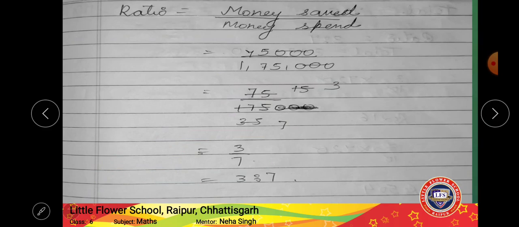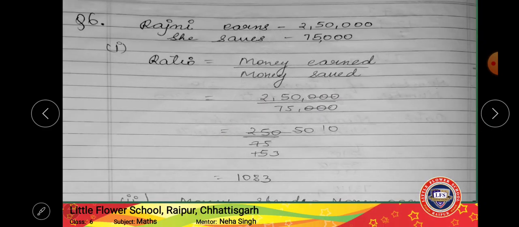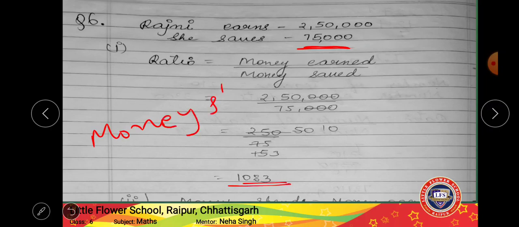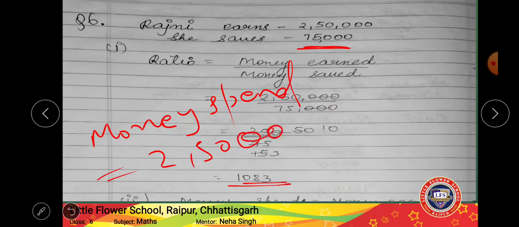For the second ratio, it is asked money spent upon money saved. See, the money saved is 75,000, but the money spent, do we know? No. So what can we do? See, we'll write it as one equation. After this we will write money spent equals how much it will be? The money she is earning subtracting the money she saves, right?